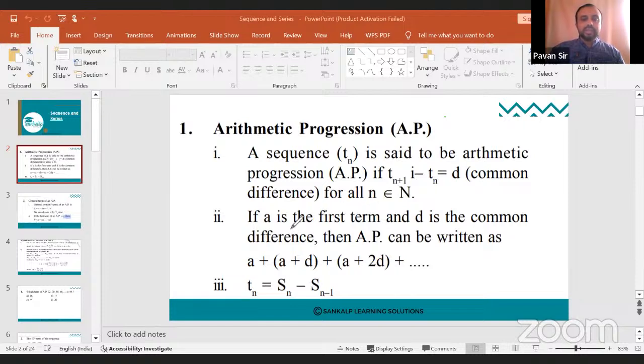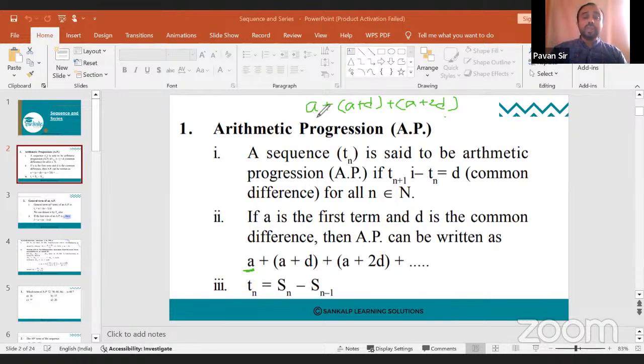Then the second condition is, if A is the first term and D is the common difference, then the AP can be written as A, A plus D, A plus 2D, and so on, up to A plus n minus 1 into D. That is the series of the AP, that is, the general terms of the AP.